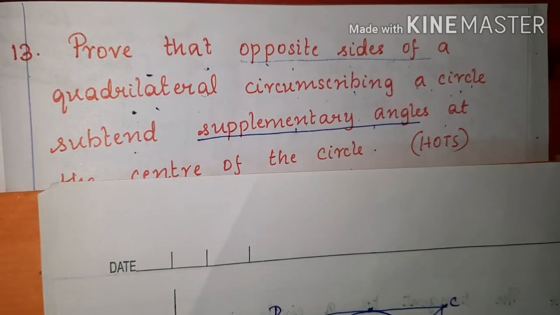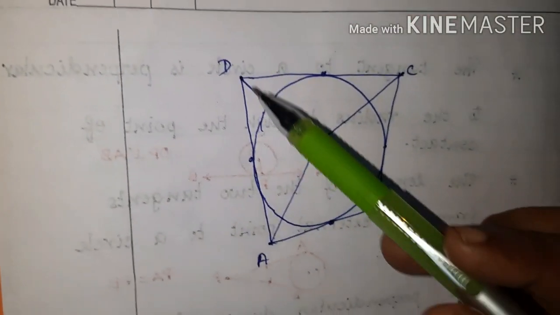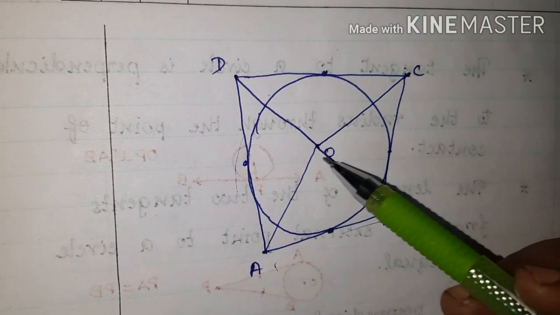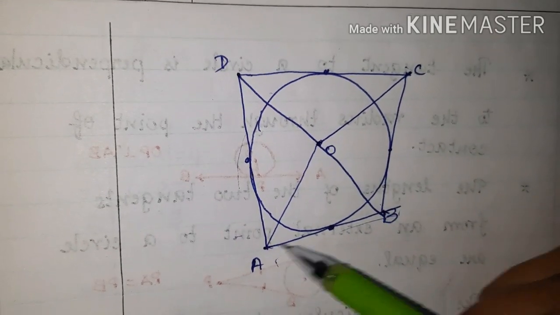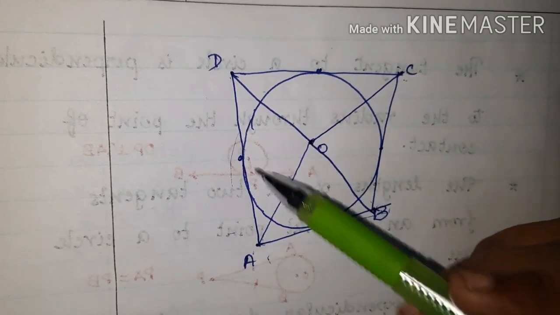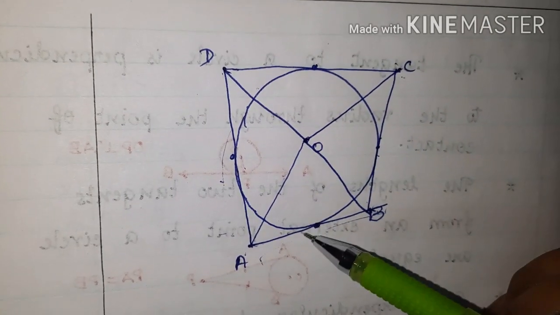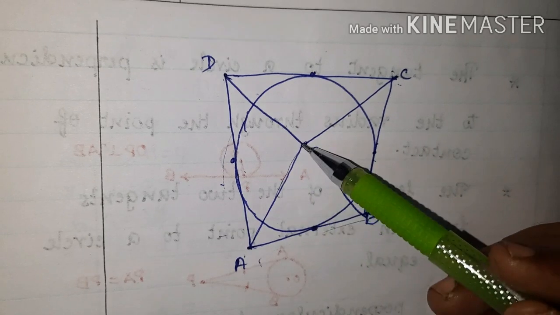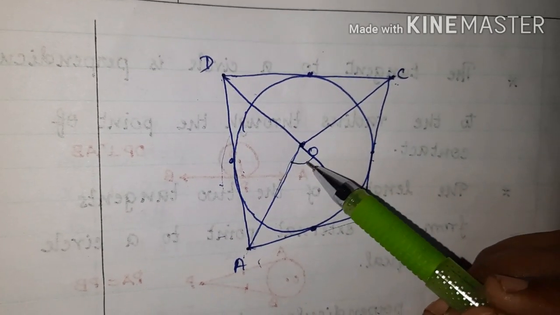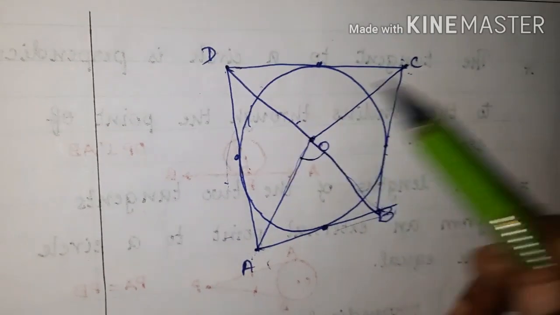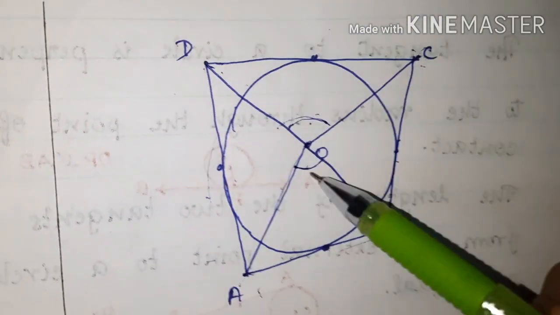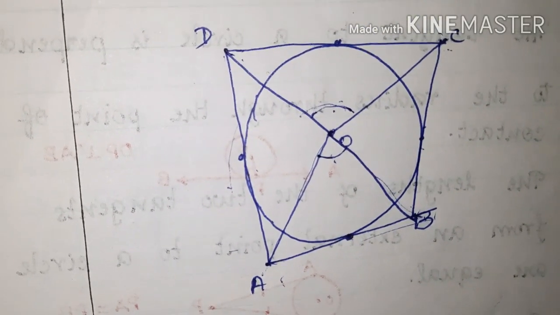So here you look at this figure. This is a quadrilateral drawn which circumscribes a circle. What you are asked to prove: these are the opposite sides, that is AB and CD, or else BC and AD. So here the opposite sides subtend an angle. AOB will be subtending an angle at the center over here, and likewise COD will subtend an angle at the center here. So the sum of these two angles is equal to 180 degree, you are asked to prove.